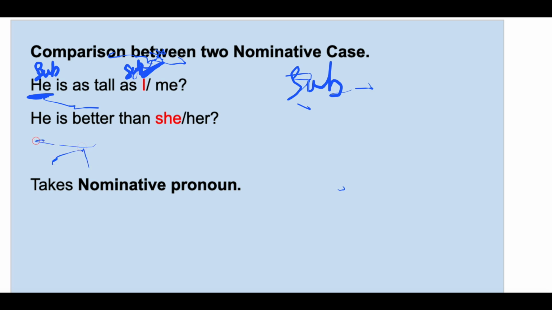He is better than she or her. He is better than she. Why? Because he is in subjective case. So she should also be in subjective case. So when you are comparing with nominative case, then the comparison should be with nominative case or subjective case. Okay.